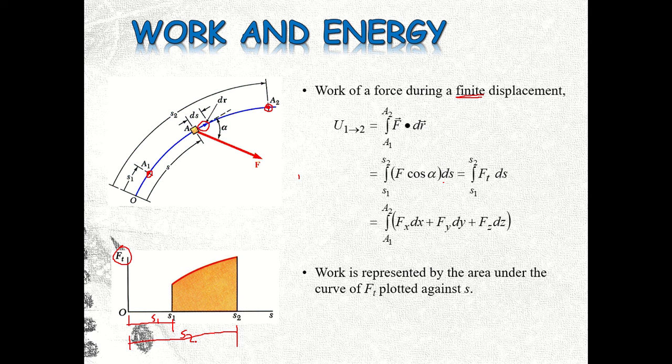When we speak of work, this is just the area under this curve, from s1 to s2. So work is represented by the area under the curve F sub t plotted against s. This is the horizontal axis, which is s, the displacement, and the vertical axis is the force. This is also equivalent to the integral of the summation of all forces along x, y, and z with the limit A1 to A2.